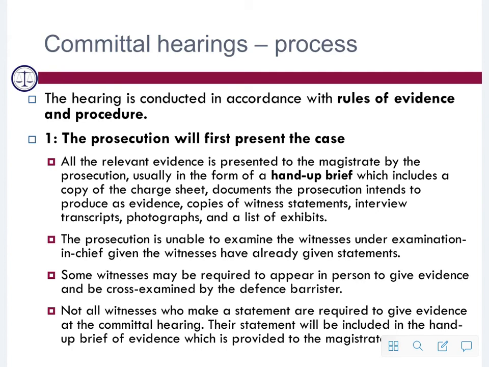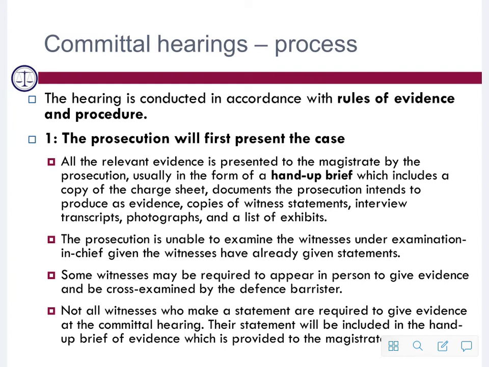The committal hearing is conducted in accordance with the standard rules of evidence and procedure. Step 1. The prosecution first presents its case. All the relevant evidence is presented to the magistrate by the prosecution, usually in the form of something called a hand-up brief, which includes a copy of the charge sheet, documents the prosecution intends to produce as evidence, copies of witness statements, interview transcripts, photographs, and a list of exhibits.